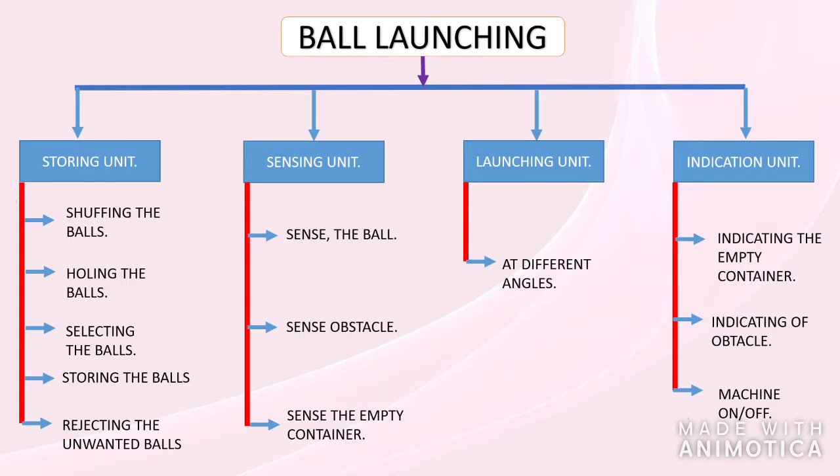Our ball launching machine is further divided into 4 units: storing unit, sensing unit, launching unit and indication unit. The sub-functions of these units are shuffling the balls, holding the balls, selecting the balls, storing the balls, rejecting the unwanted balls, sensing the ball, sensing obstacles, sensing the empty container, launching the ball at different angles, indicating the empty container, indicating an obstacle, and indicating whether the machine is turned on or off.